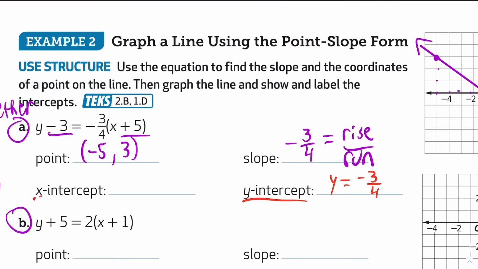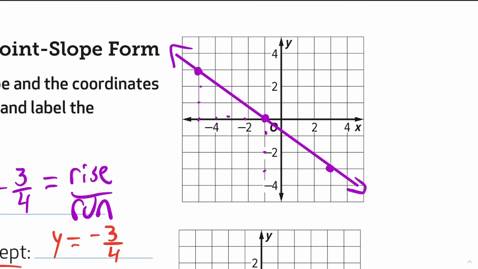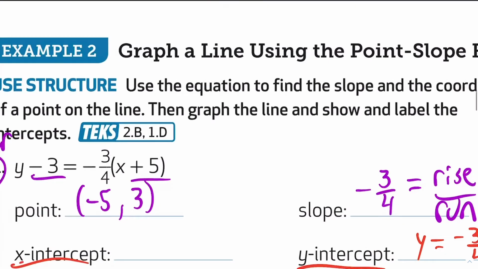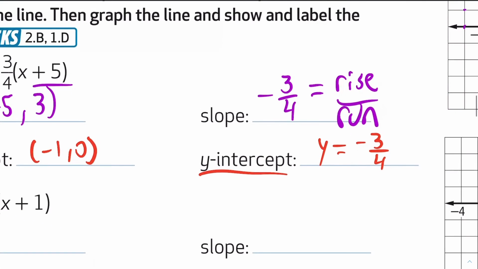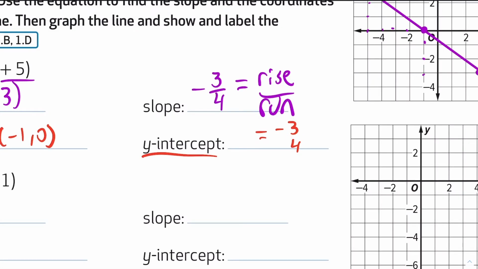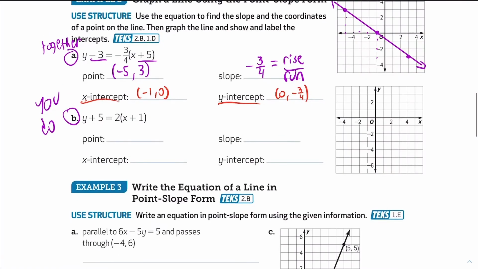Now let's find the x-intercept. The x-intercept is on the x-axis, and that's a regular point right there. That's -1, 0. And since I put that one as a coordinate, I should go ahead and fix this. 0, -3/4. Okay, you do number 2 on your own. I'll show you the answer in a bit, but you should try it on your own before you do your practice today.